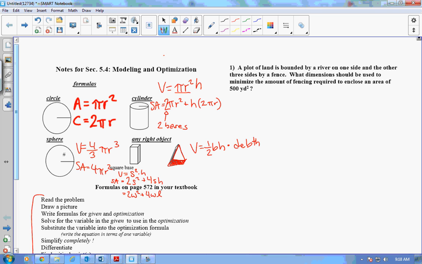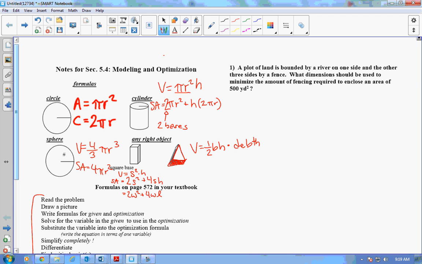So number 1: a plot of land is bounded by a river on one side, and the other 3 sides by a fence. What dimensions should be used to minimize the amount of fencing required to enclose the area of 500 yards squared? So some key things you might want to underline as you read it.